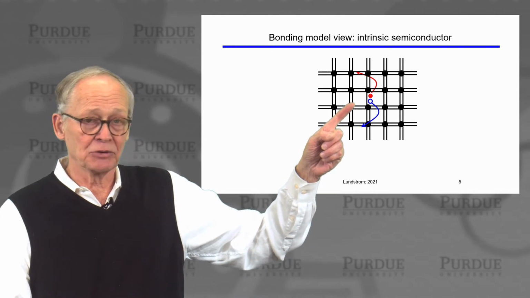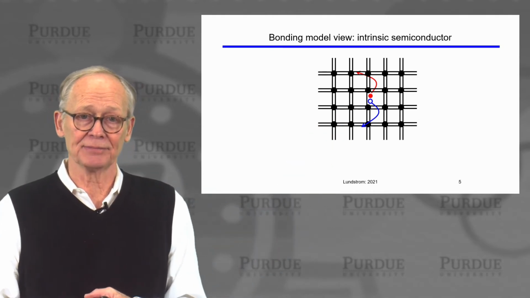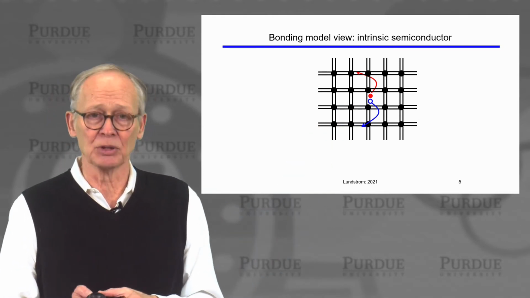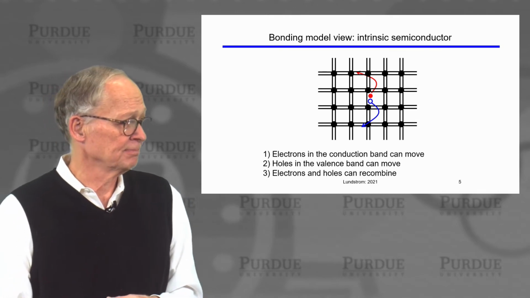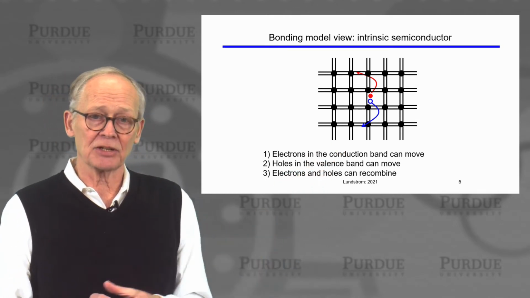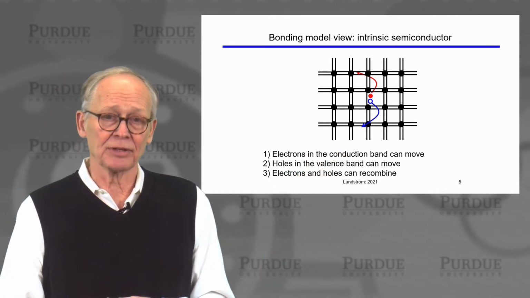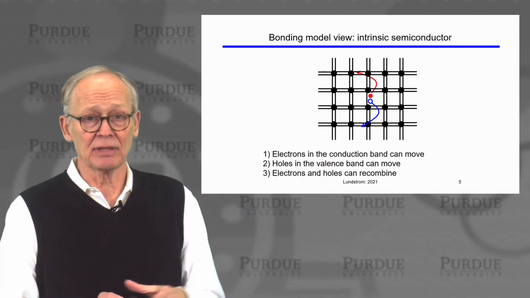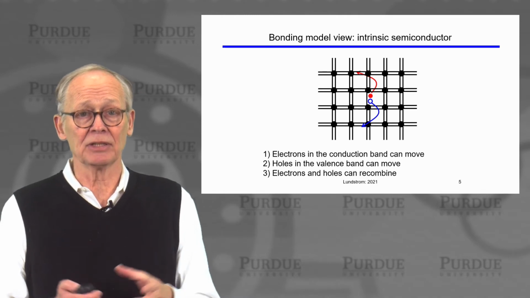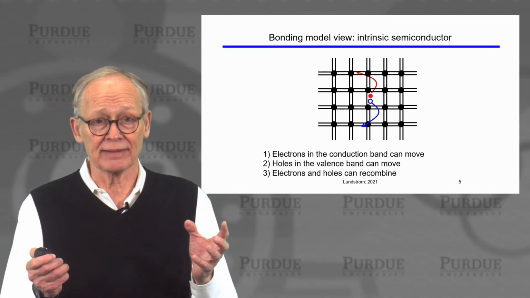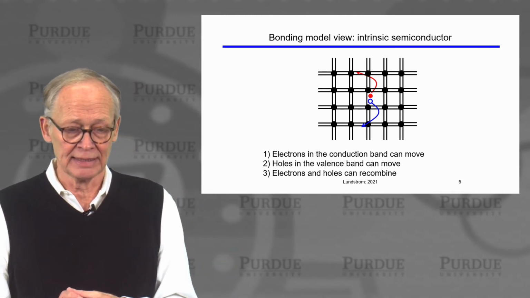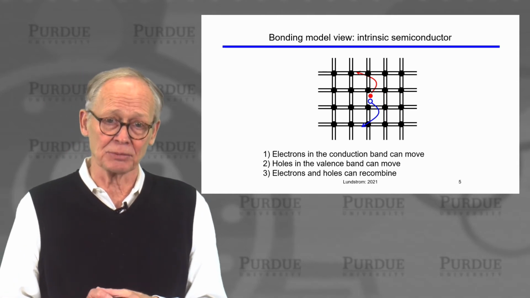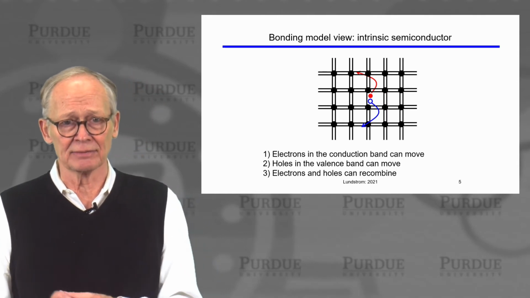That covalent bond that was broken has freed up an electron, and that electron is now free to move around within the silicon lattice. So the electrons in the conduction band and the holes in the valence band can move. There's also a possibility that an electron in the conduction band can drop down into the hole in the valence band, and we annihilate the electron-hole pair. That's called a recombination process, and we'll discuss that later in the course.